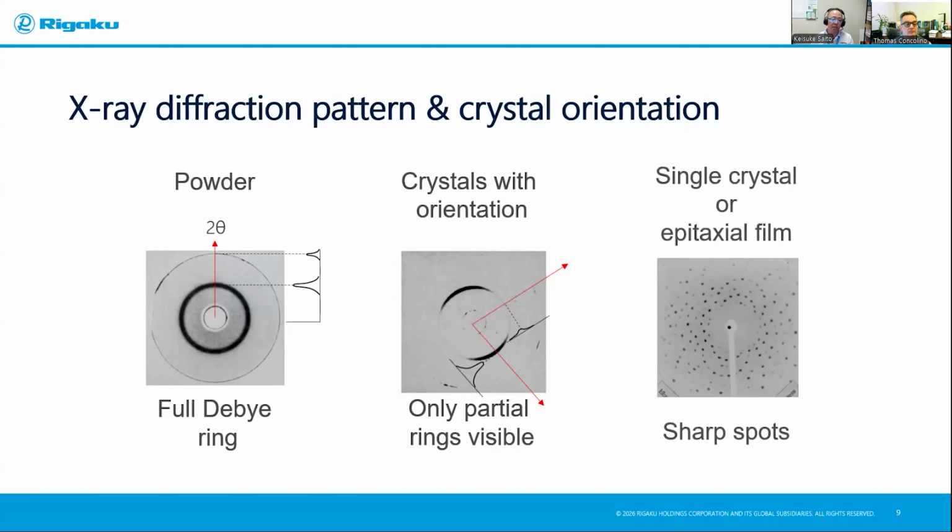If your sample is epitaxial or a single crystal, the situation is even worse, because now your diffraction is not a ring anymore, but your sample shows spots, like dots. So now you need to carefully align your sample to the diffractometer, otherwise you may not get any signal from your sample.